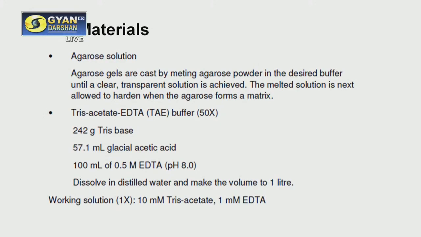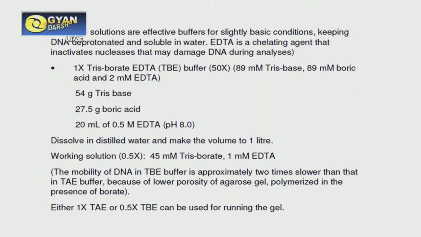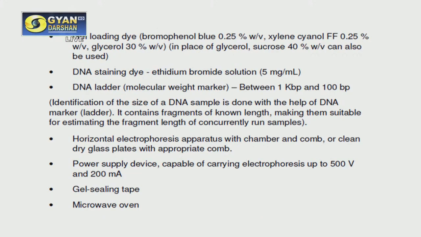So what are the materials that you need? Agarose. As I told you, you need to dissolve it. Tris-EDTA, which is the running buffer. So there is the composition. I am not going into composition. You will find it in your manual. Then you can use Tris borate EDTA also, TBE buffer. And gel loading dye, that is bromophenol blue, xylene cyanol, glycerol. In place of glycerol, you can also use sucrose. DNA staining dye, ethidium bromide solution, which is 5 mg per ml. And you need a DNA ladder also.